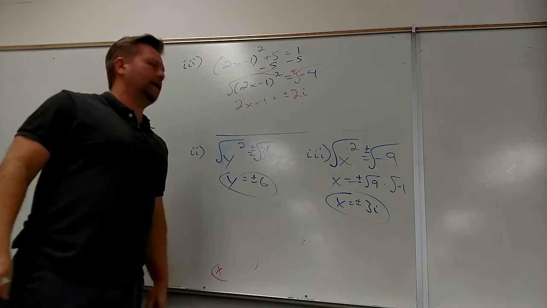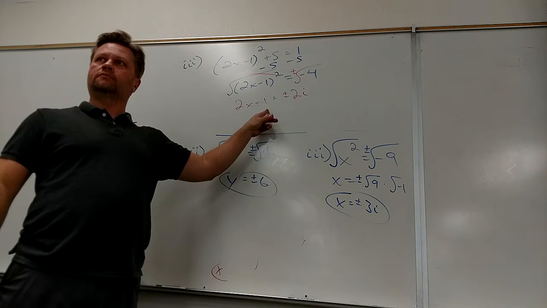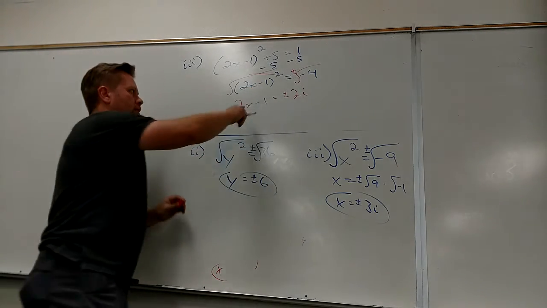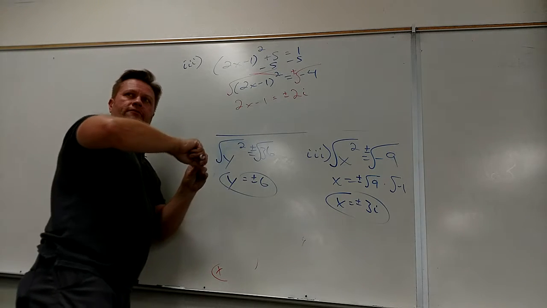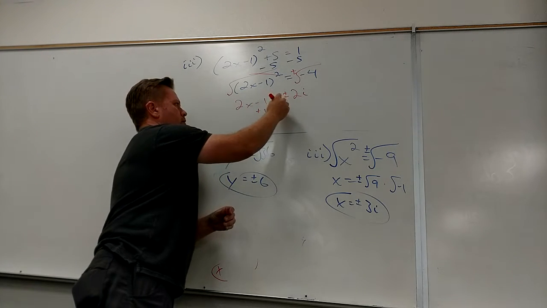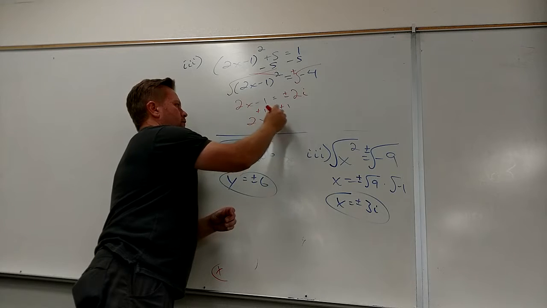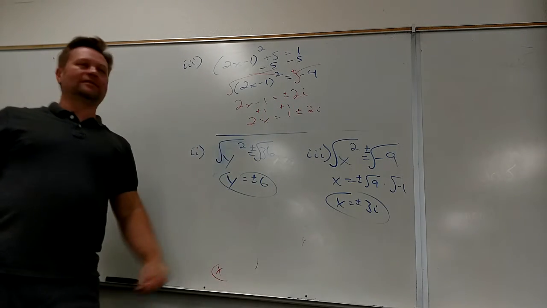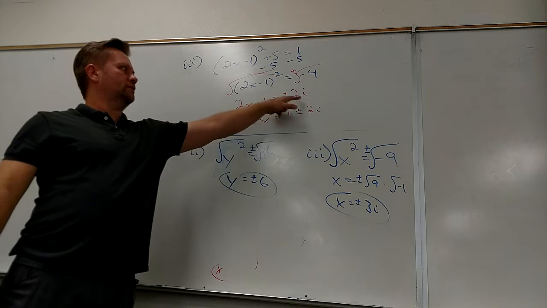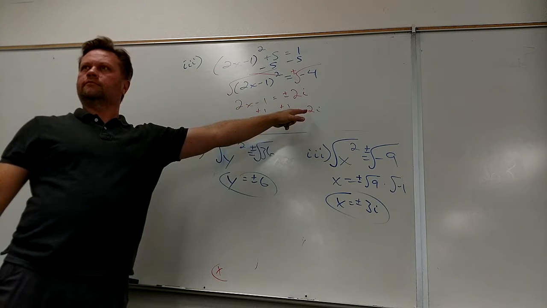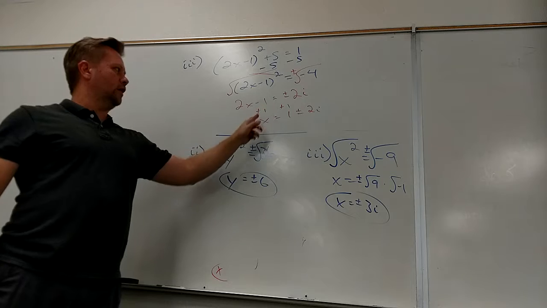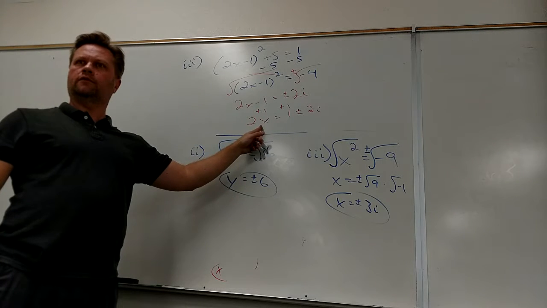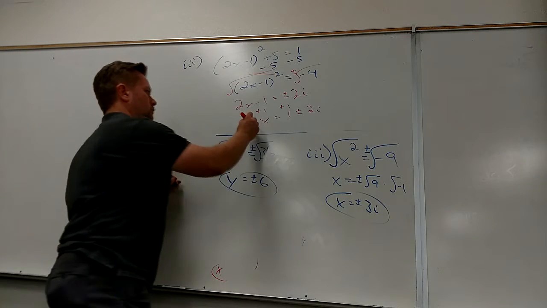Okay, I like it. And then keep going, though. Here's where things get a little bit wonky. Do I have x by itself yet? Nope. So I add 1. Here's how you do this. 1 plus or minus 2i. And then what do I do to get the x by itself? Divide by 2.